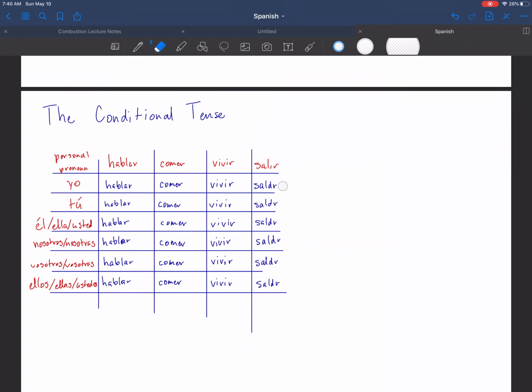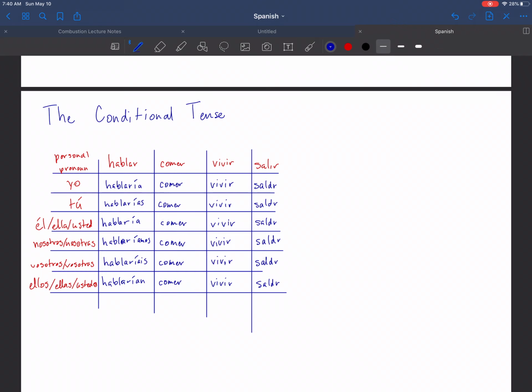Again, we have impropers. That's why I'm leaving the salir here. But you're just gonna add certain things on. So hablaría, hablarías, hablaría, hablaríamos, hablaríais, hablarían. And it's pretty simple, right?